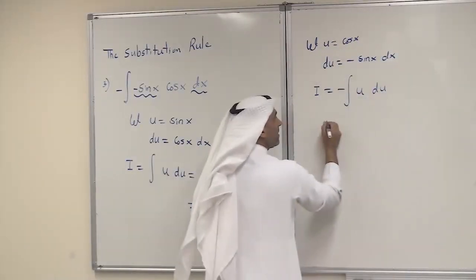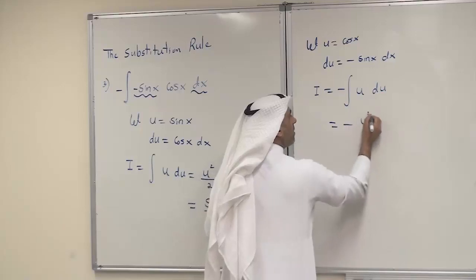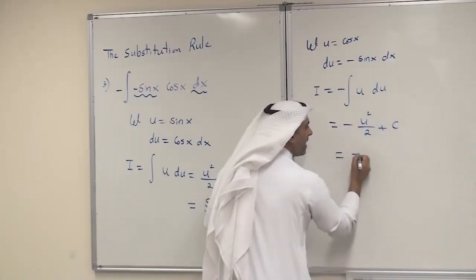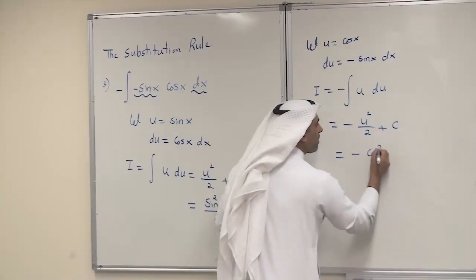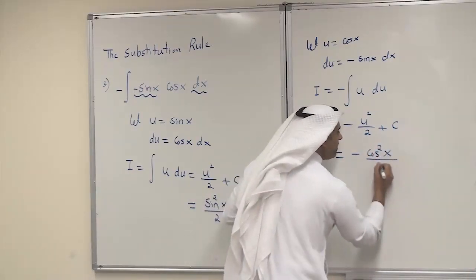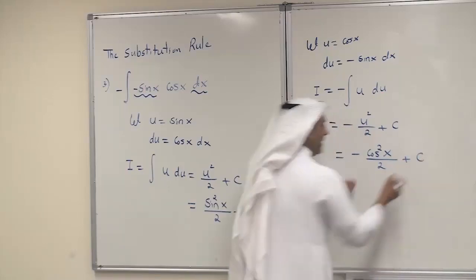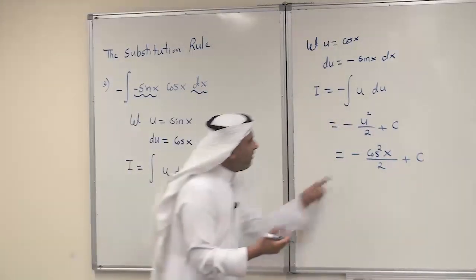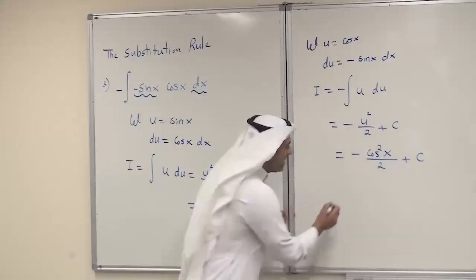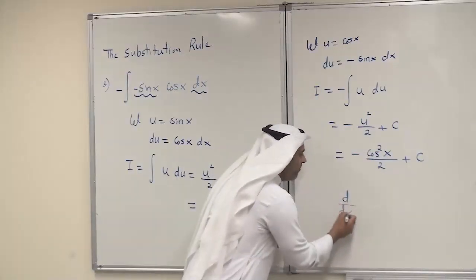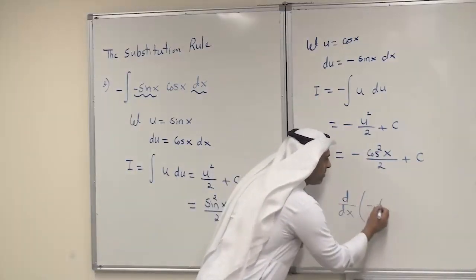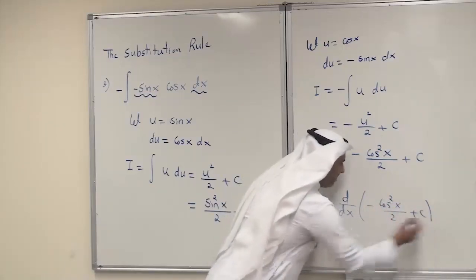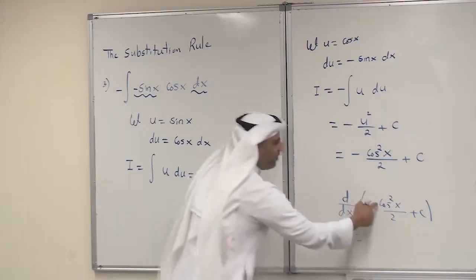What is the final answer then? It will be minus u squared over 2 plus constant c. What is this? It is minus cosine squared of x divided by 2 plus constant c. Is this one a correct answer? The answer is yes. You can check that. If you differentiate this, what do you get? What is the derivative d by dx of minus cosine squared of x divided by 2 plus constant c? What is the derivative of cosine squared?